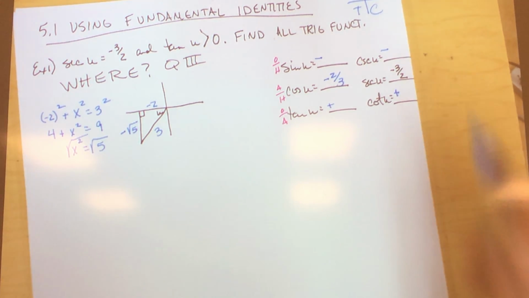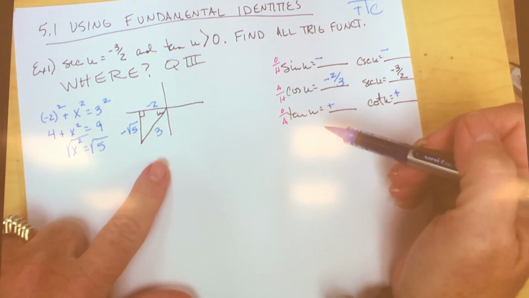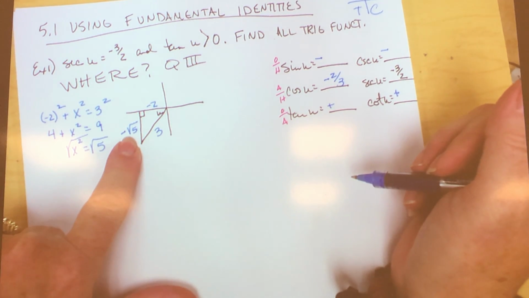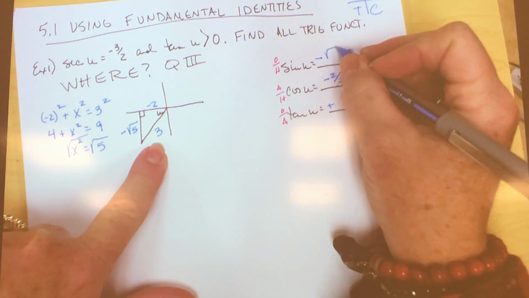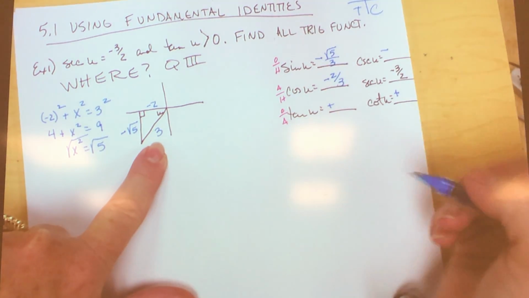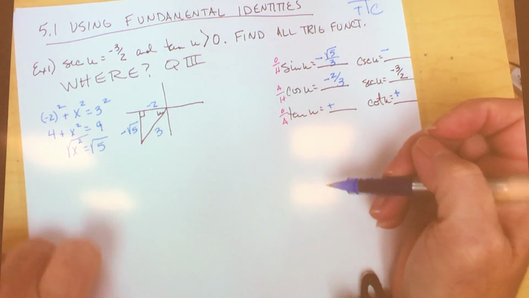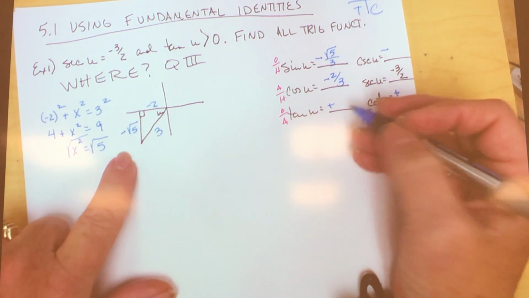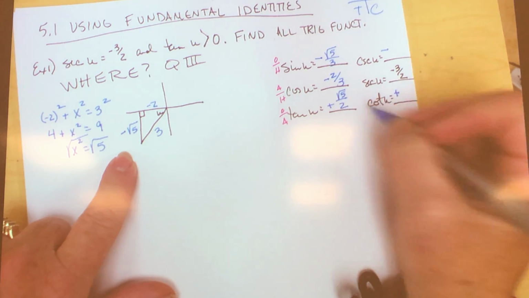All right, so sine is opposite over hypotenuse. What's the sine of u? Negative square root of 5 over 3. And it's negative like it's supposed to be. Tangent is opposite over adjacent. Negative square root of 5 over negative 2, which is positive square root of 5 over 2.